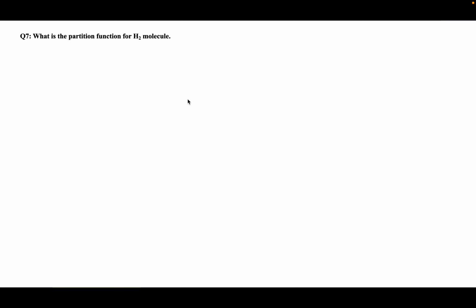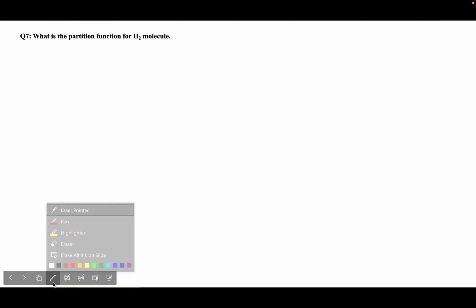So we are here in question number 7. What is the partition function for hydrogen molecule? So we need to calculate the partition function in terms of the rotational partition function, the rotational partition function for hydrogen molecule.